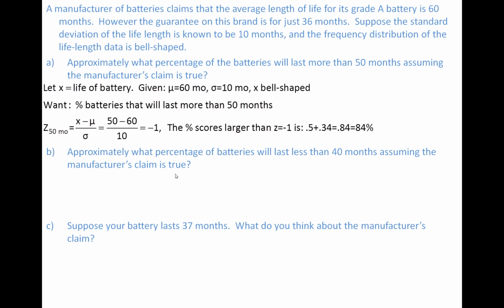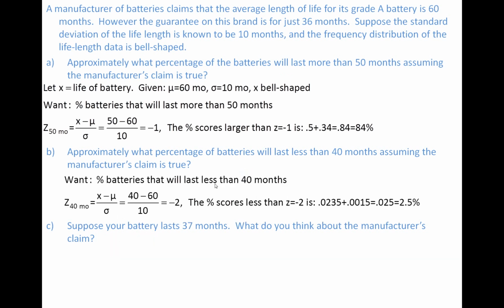Okay, so in part B, approximately what percentage of the batteries will last less than 40 months, assuming the manufacturer's claim is true? So again, we would want to know what's the z-score, how many standard deviations is 40 months away from the mean, which is 60 months. So again, the z-score for 40 months is -2. So we want to know, assuming bell-shaped data, what's the percentage of scores less than 2 standard deviations away from the mean. So we want z less than -2.